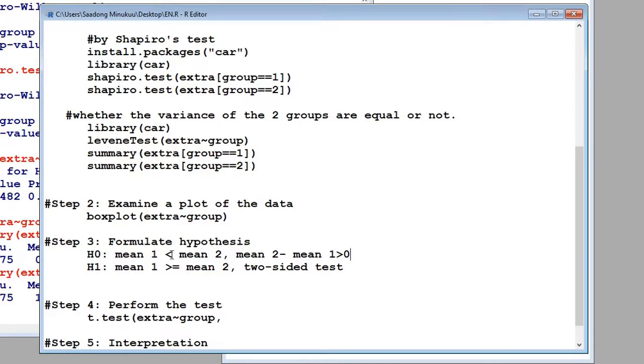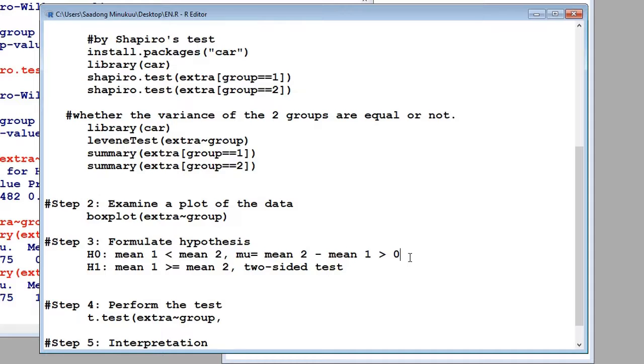Since we are saying mean 1 is less than mean 2, then what that means is that the difference, where mu stands for the difference between the means, mean 1 minus mean 2, will be greater than what? 0. Otherwise, if mean 1 were equal to mean 2, then the difference would have been 0.